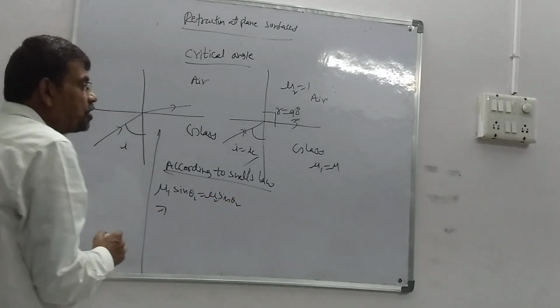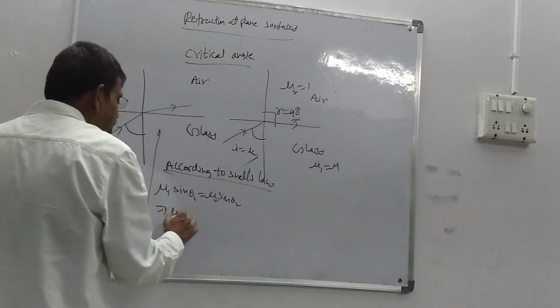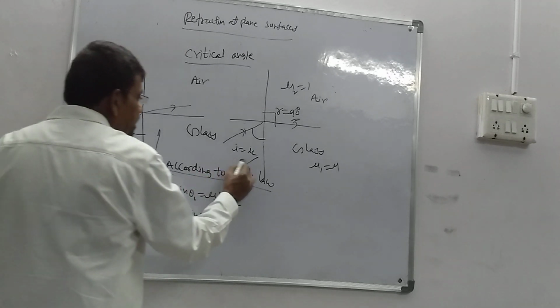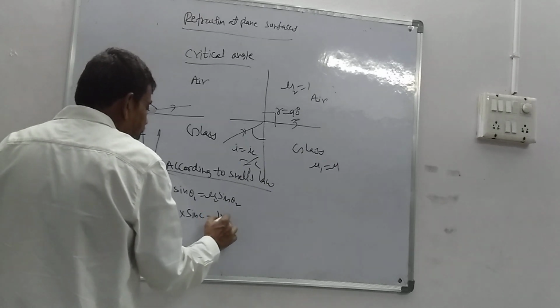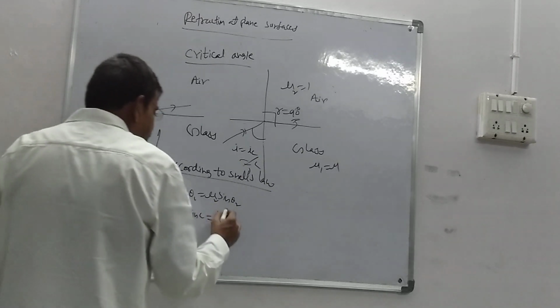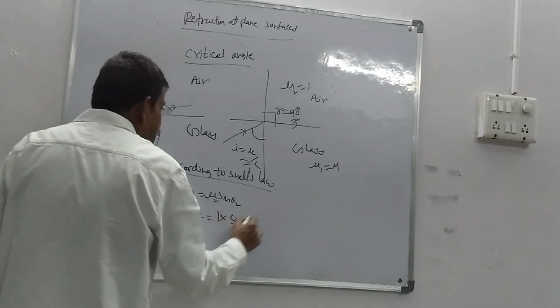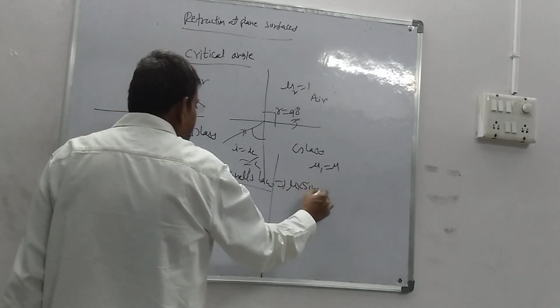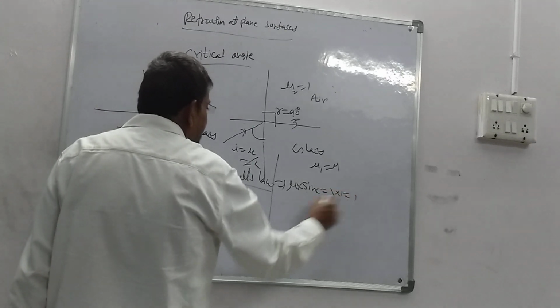Now you apply: what is mu 1? Refractive index of the glass, mu. What is theta 1? Sin c, the critical angle, we are taking as c. What is mu 2? Refractive index of the air. What is sin theta? Sin 90 degrees. And what happens? Mu into sin c is equal to 1 into 1, then I am taking 1.